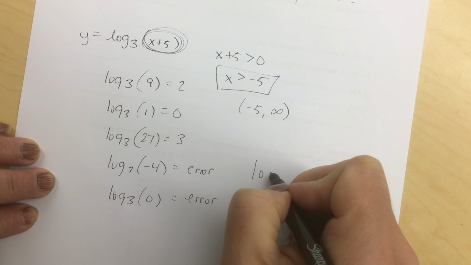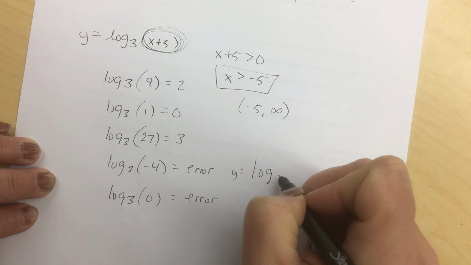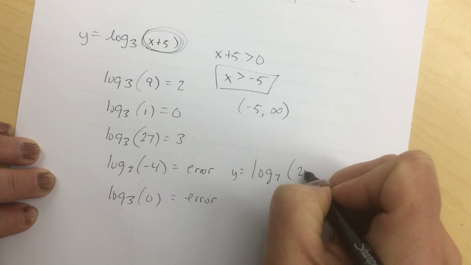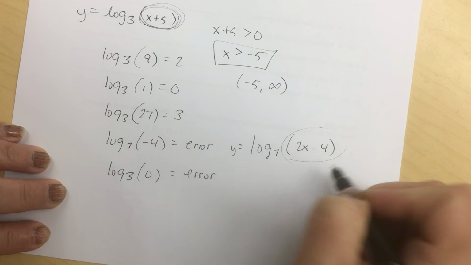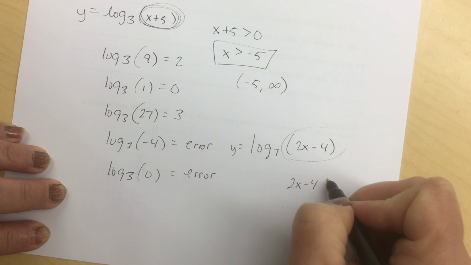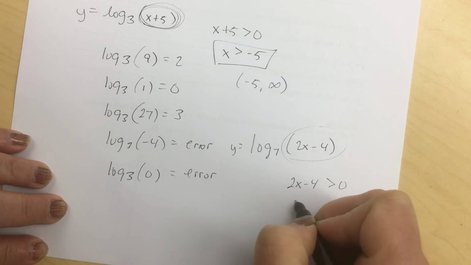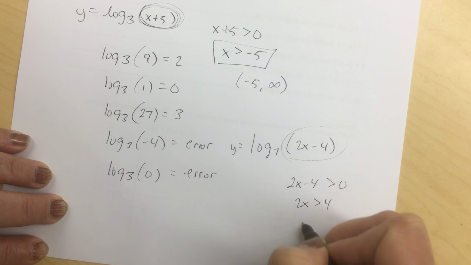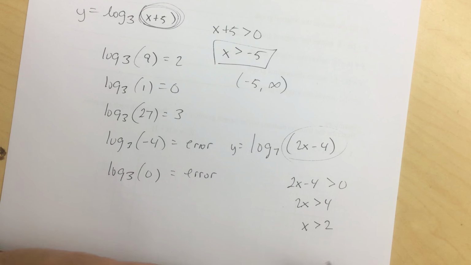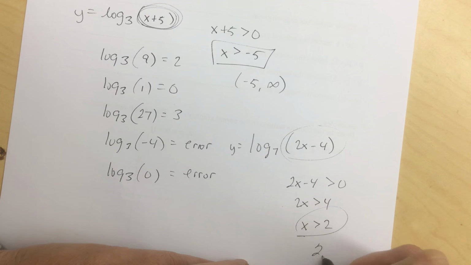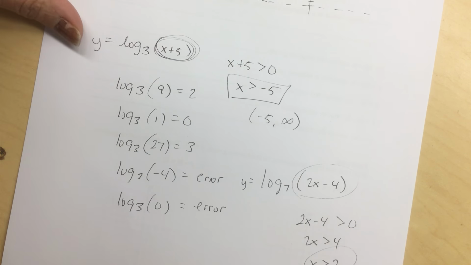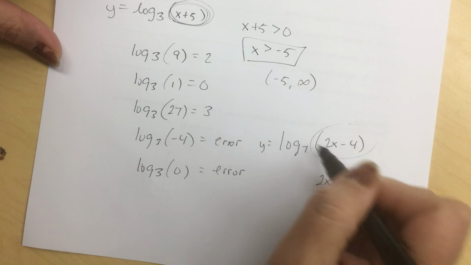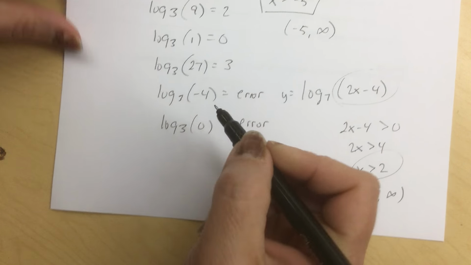Okay? So if I had y equals log base 7 of 2x minus 4, you just take what's in here, 2x minus 4, set it greater than 0. So that means 2x would be greater than 4, x would be greater than 2, and so you could say that, or you could say 2 to infinity with the parentheses. Now, it gets more complicated when the stuff in here is more complicated.